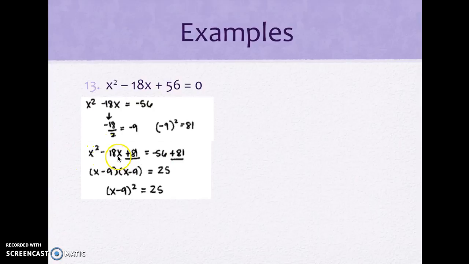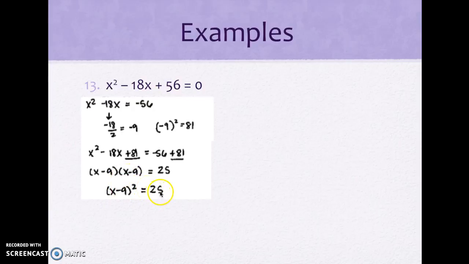Do the factors of 81 add up to negative 18? Yes, if you have x minus 9 and x minus 9, those equal negative 18, and when you multiply them, you have positive 81. Negative 56 plus 81 will get you 25. Now we can shorten this up a little bit by saying x minus 9 squared, because it's the same thing, equals 25.